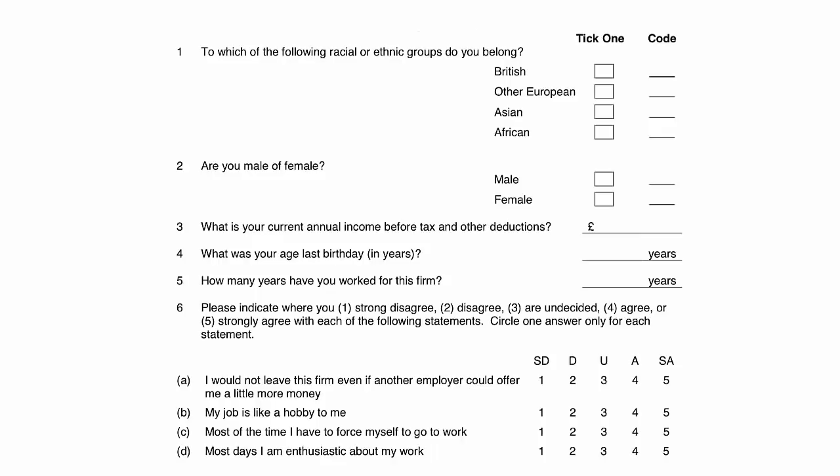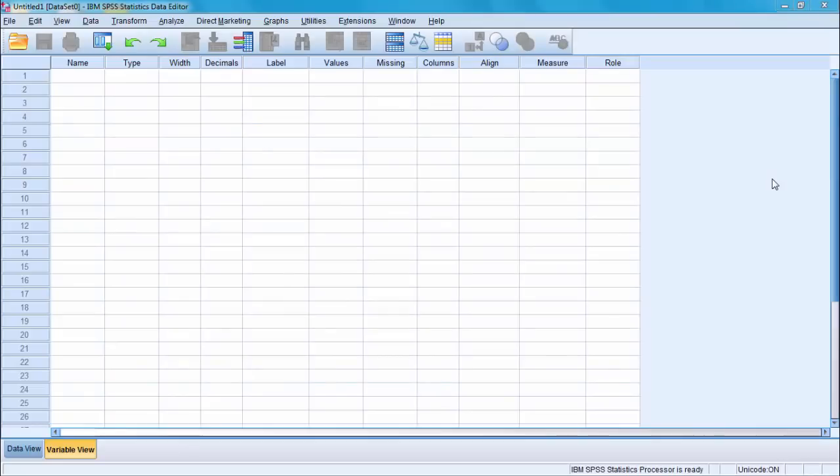to their job. Now, here is an example that has been pre-filled by an other European female who is 27 years old and has been with the firm for 4 years. And at the bottom you'll see her answers to those statements about the job. Let's take this questionnaire into SPSS and begin to create variables.